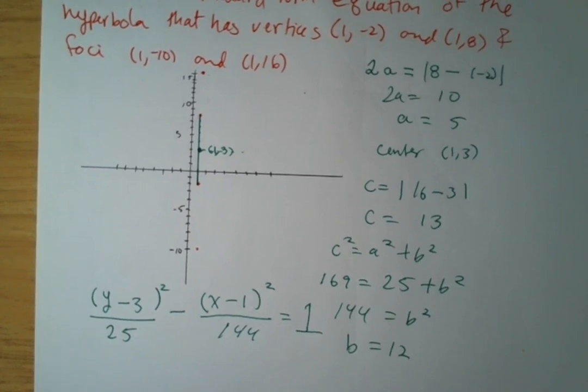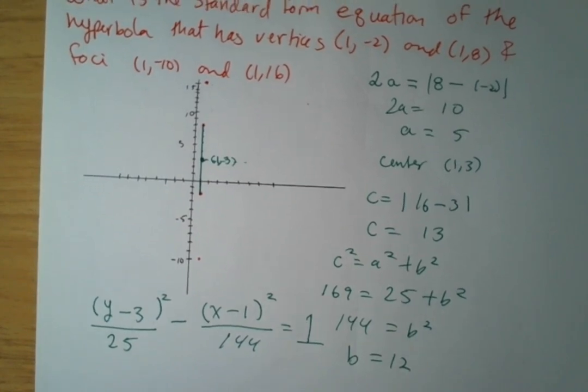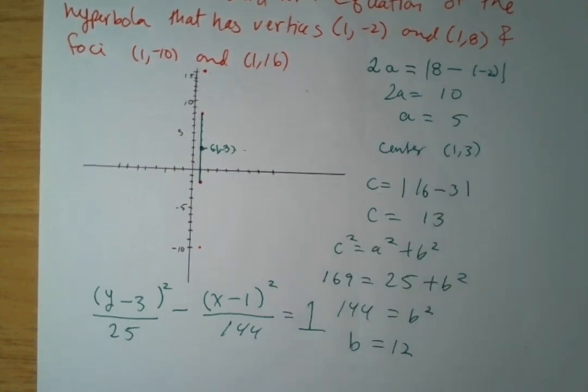All right, and that's how we would find the equation of a hyperbola that is not centered at the origin, off the origin. All right, all the steps are the same. Really, it's just calculating these distances that'll help me find a, b, and c.